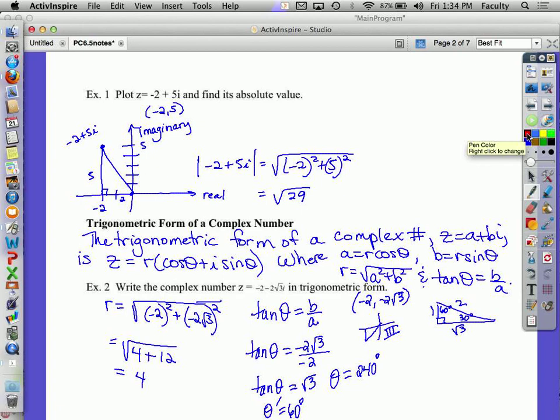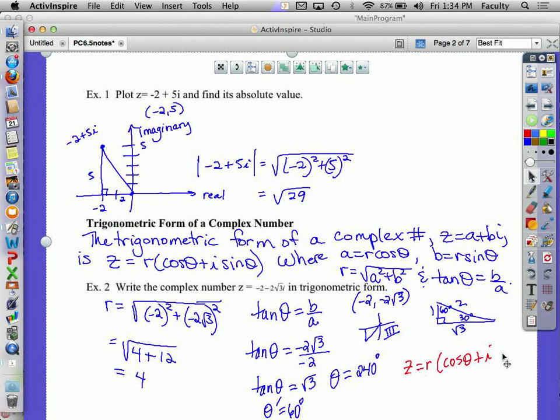So now, I've done all this work. We don't want to get lost with what we're doing. Trigonometric form is r times the quantity cosine theta plus i sine theta.